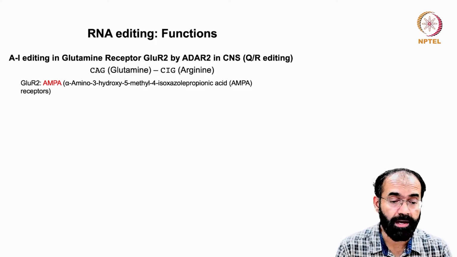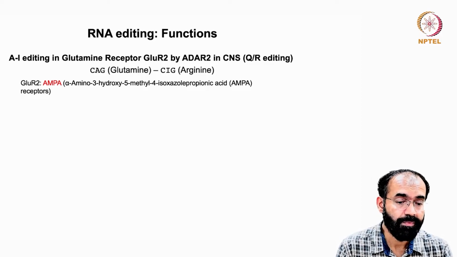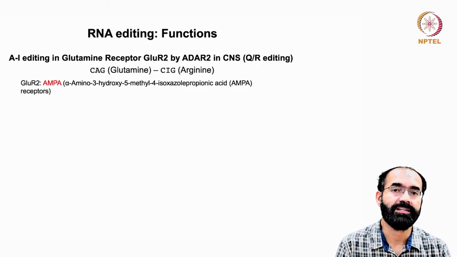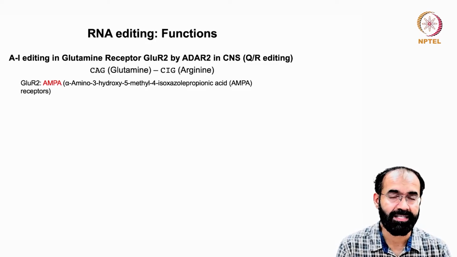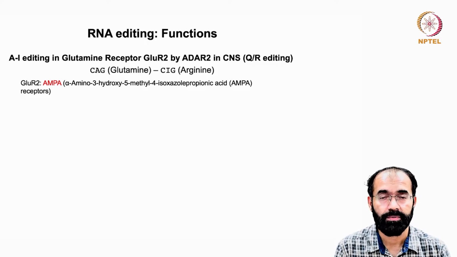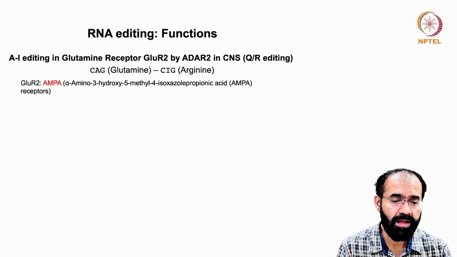So GluR2 is a subunit of the AMPA receptor, and the name is alpha-amino-3-hydroxy-5-methyl-4-isoxazolepropionic acid. This is the long name of AMPA. Normally glutamate receptors are of 3 types: one is the NMDA receptor, another is the AMPA receptor, and another is the kainate receptor. The AMPA receptor is the one governed by this RNA editing, which is important for the survival of the organism.